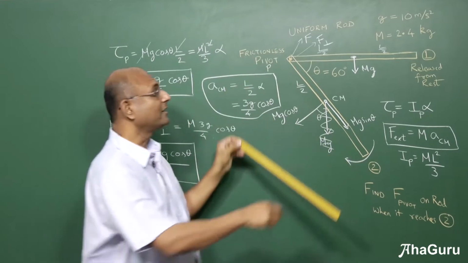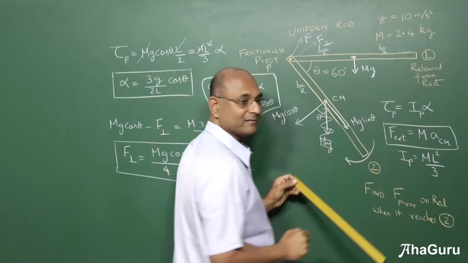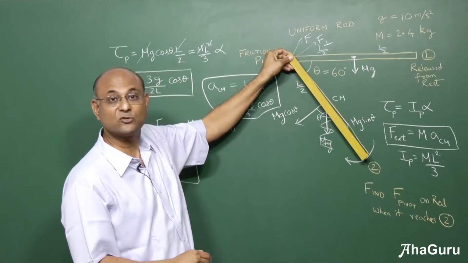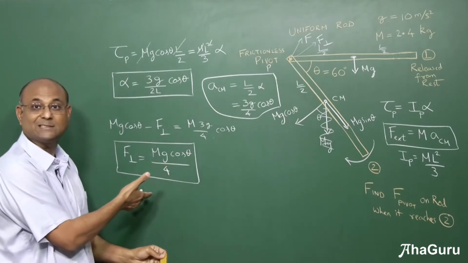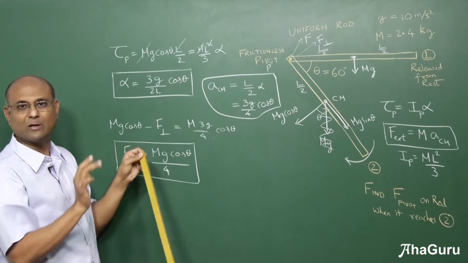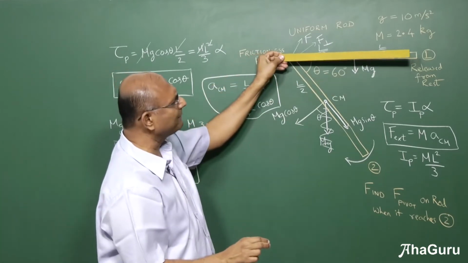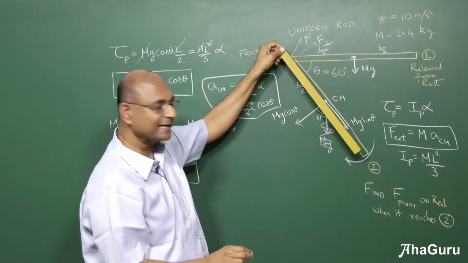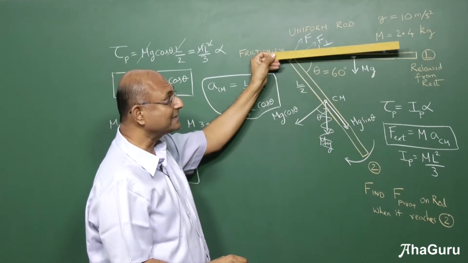It was released not from position 1, but it was released at position 2, then this would have been the correct answer. Because you calculated alpha, you calculated this, you calculated that, everything would have been fine. So what is the big difference when I am releasing it there versus releasing it here? What happens if I release it there?